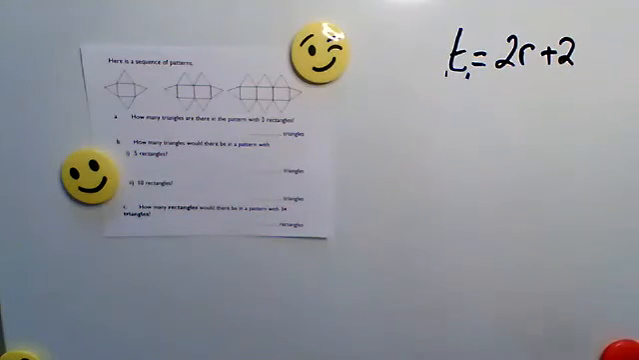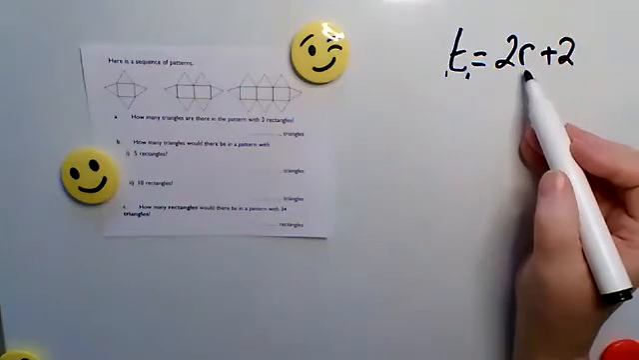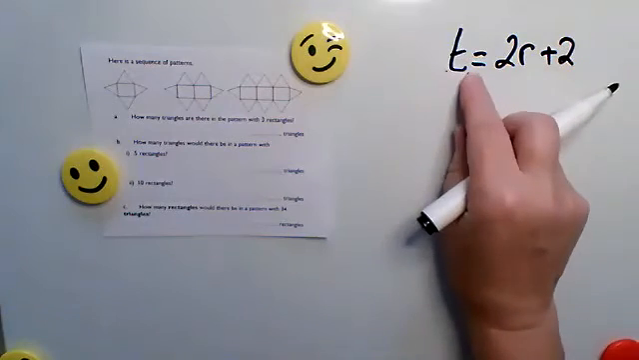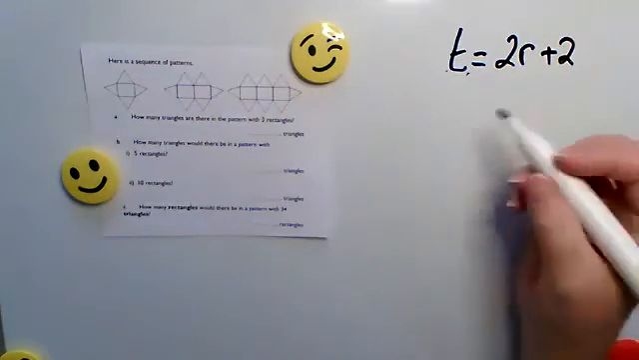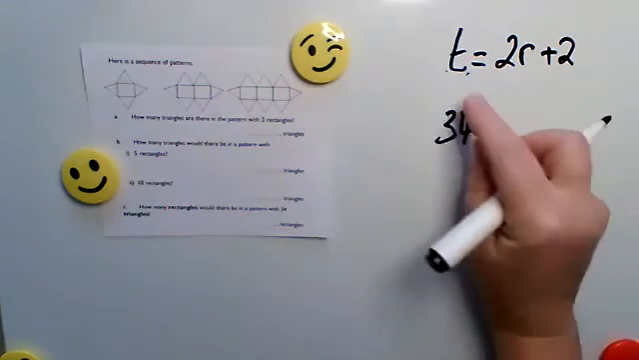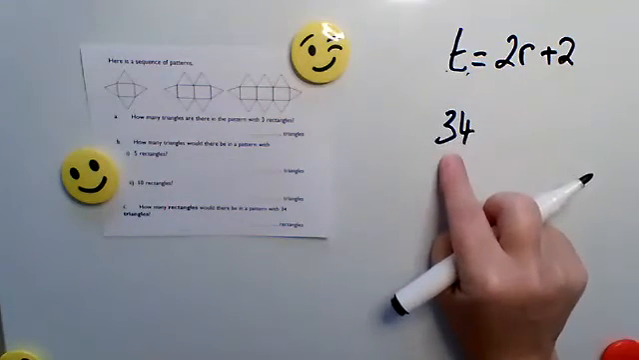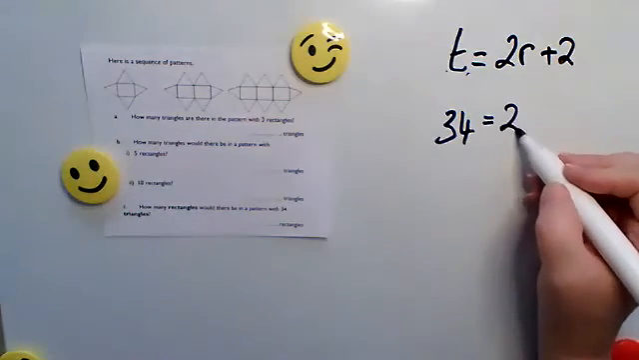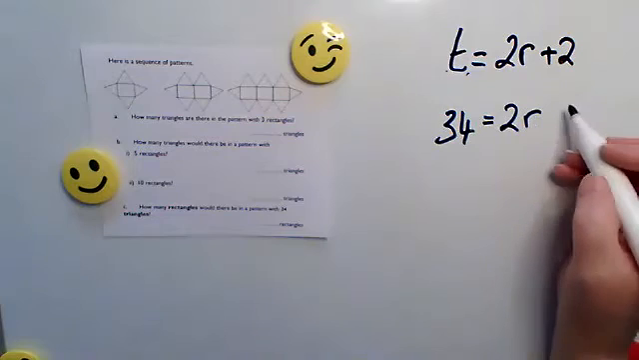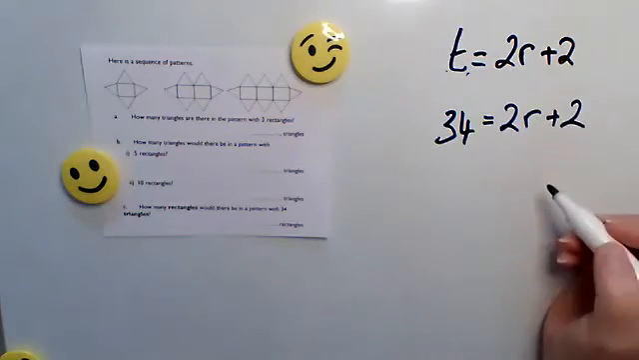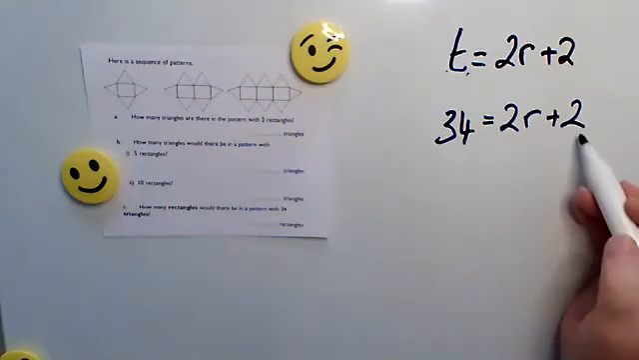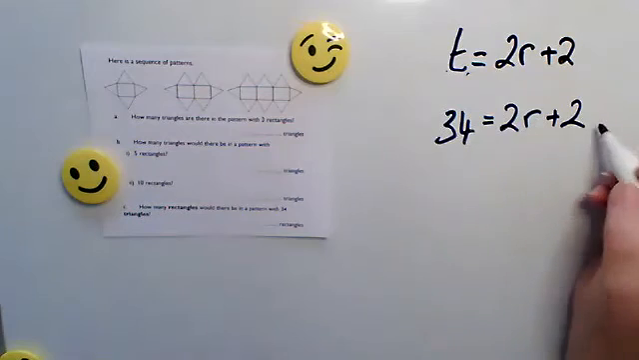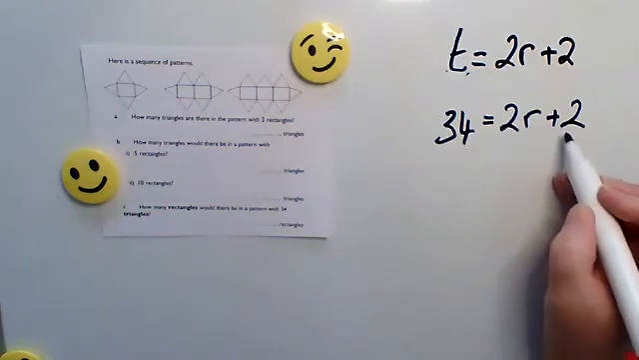The final question, how many rectangles would there be in a pattern with 34 triangles? Now, because I've worked this formula out, I can put 34 in place of T, because I know there are 34 triangles. And I know that is going to equal 2 times whatever the number of rectangles there are, plus 2. So I can now work this backwards. So it's really solving an equation. This is algebra now. So 34 equals 2R plus 2.